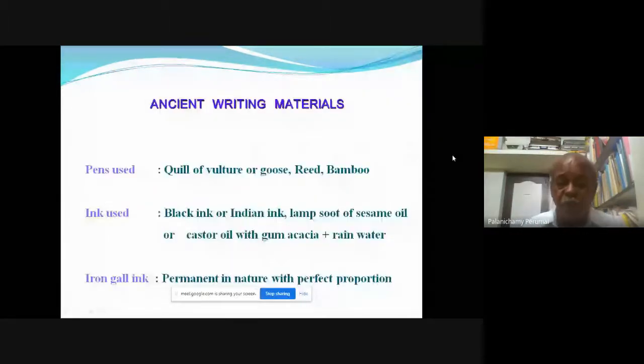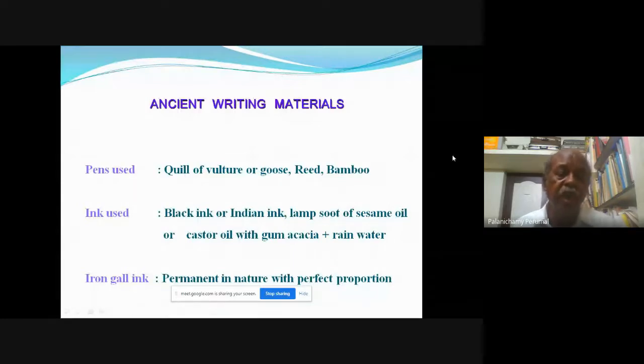So the paper depends on the raw material and the preparation technique, and also the ink, because in ancient days most manuscripts were written in two types of ink. One is called Indian ink, which is nothing but a black ink: lamp soot of sesame oil or castor oil with gum acacia plus rainwater. These are the things they used. And sometimes permanent ink, for records that needed it, because this ink penetrates up to the fiber. That is called permanent nature.